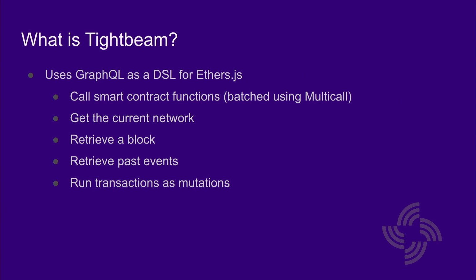And then, of course, we have other things. Because we're interfacing with Ethers.js, you want things like the current network, the account, blocks, the current block, past events, all that kind of stuff. We also support transaction mutations, but that API is mutating itself, so we don't want to go too public with it.